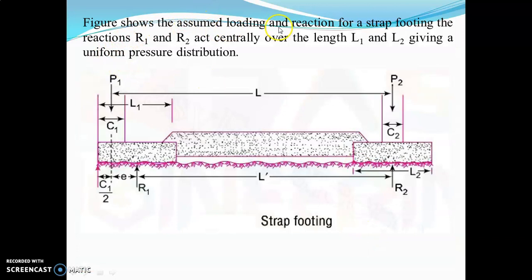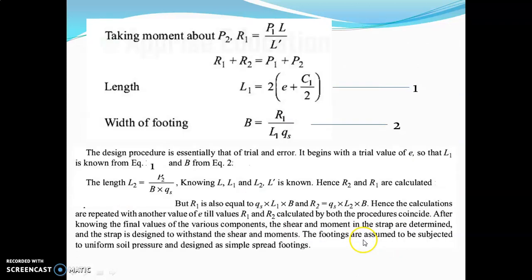The figure shows the assumed loading and reaction for a strap footing. The reactions R1 and R2 act centrally over the lengths L1 and L2, giving a uniform pressure distribution. This is P1, P2, column C1 and column C2, and R1 and R2 are the reactions, acting centrally over the lengths L1 and L2. Now let us see how to design this footing.